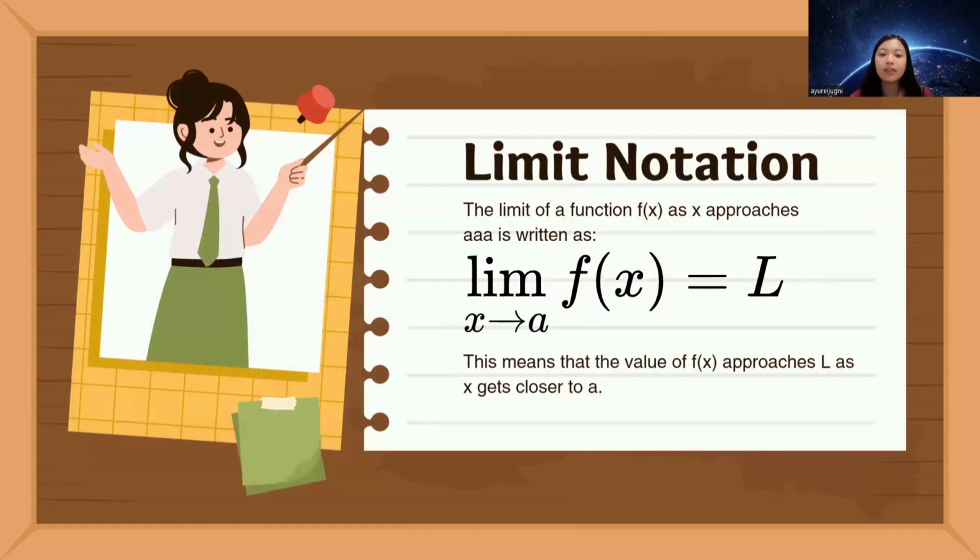Now let's discuss limit notation. The limit of a function is usually written as limit of f of x as x approaches a equals L. This notation means the value of the function f(x) approaches L when x gets closer to a. Please pay attention to the notation because it will appear very often in calculus problems. Try to read the notation together with me.